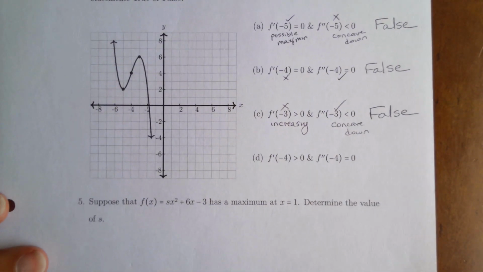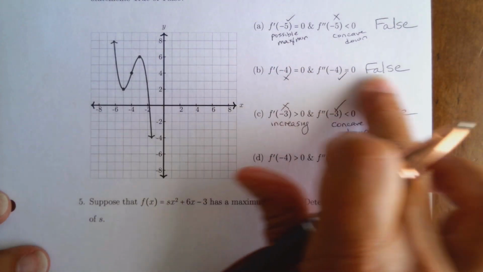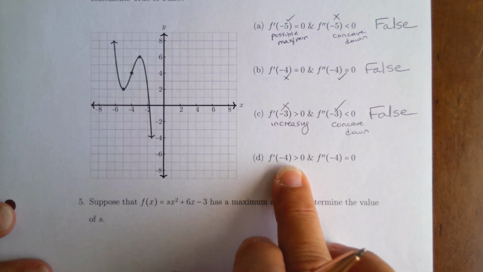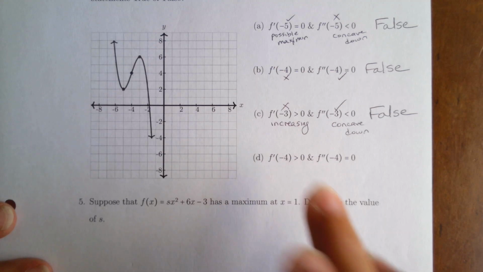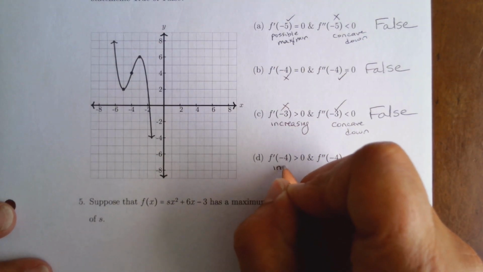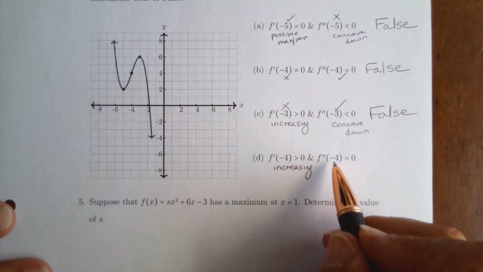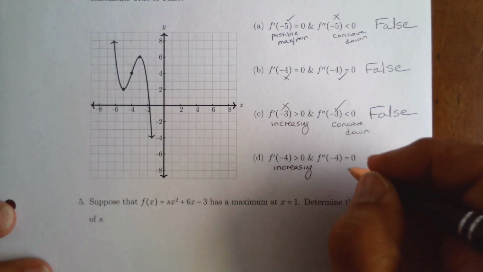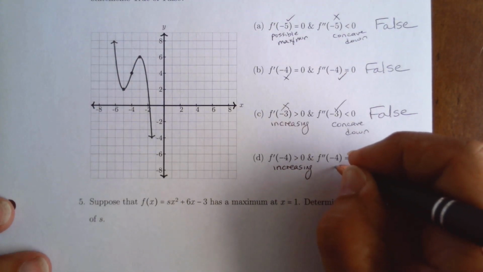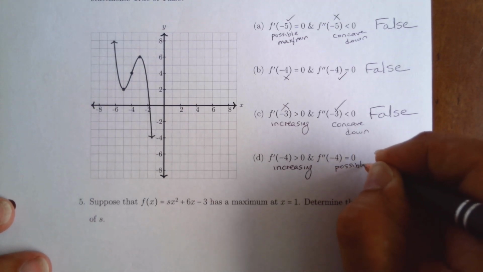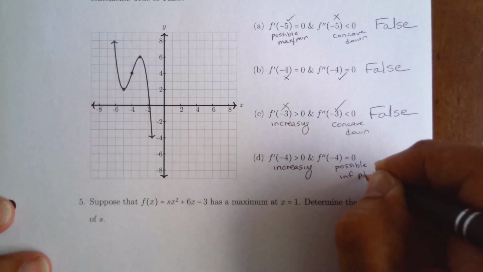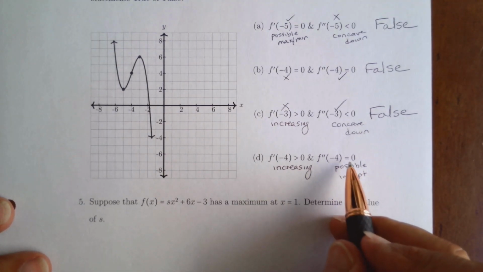All right, maybe part B will be true. Let's try that out. Okay, we're going back to -4. We already had a false statement at -4, so let's see what this one says. First derivative at -4 is greater than 0. That's increasing. Second derivative equals 0. That's a possible inflection point, right? Possible inflection point, because that is a hypercritical value.